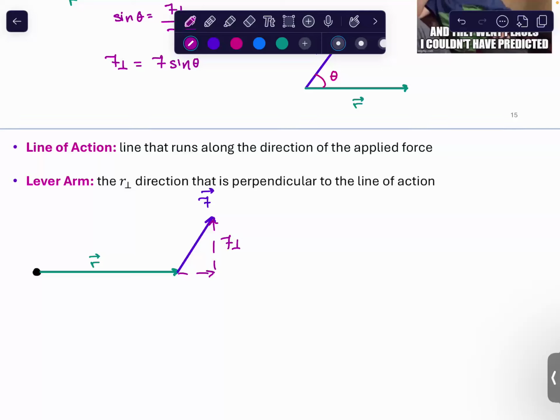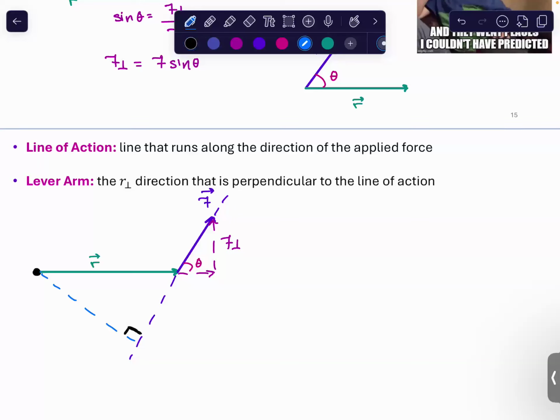There's that perpendicular component. We know that that's going to be the angle theta. Now, what if we drew a straight line through this force? Just going to keep it going backwards. And then what we want is a component of the position vector that's going to hit that line perpendicular. So something like that. And when we say perpendicular, that means that right here, that's a 90-degree angle.